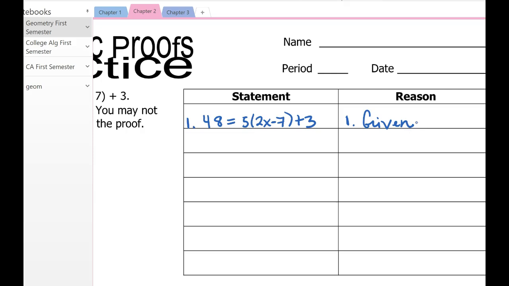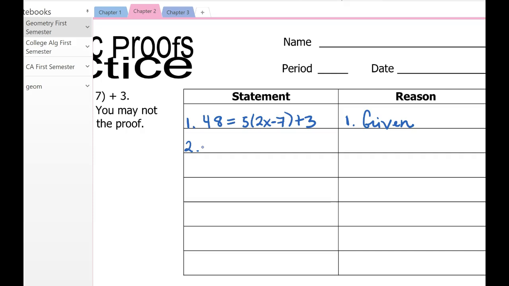Now, what do I need to prove in this case? I have to solve for x. So I have to go line by line, justify what allows me to go to the next step, to the next step, to the next step until I solve. This is an algebraic proof. So let's take a look at number 2.